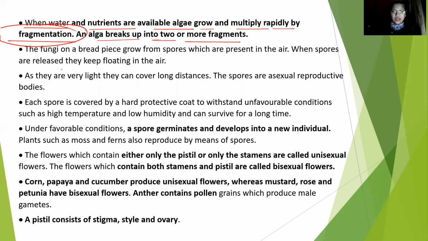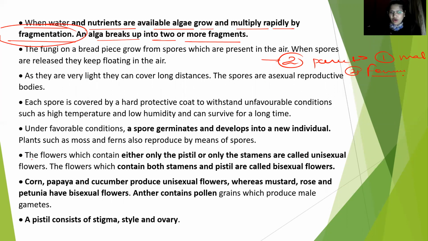If we talk about sexual reproduction now, sexual reproduction takes place with the help of two parents. Two parents are involved, one is male and another one is female.